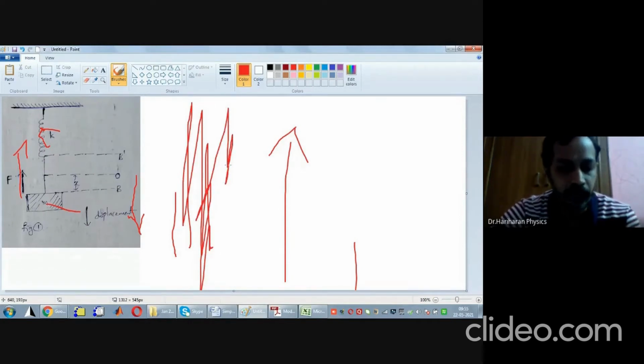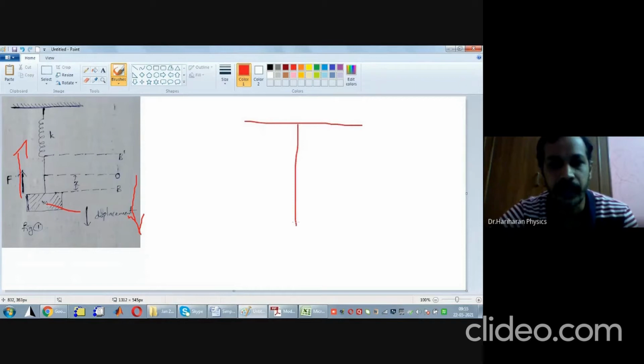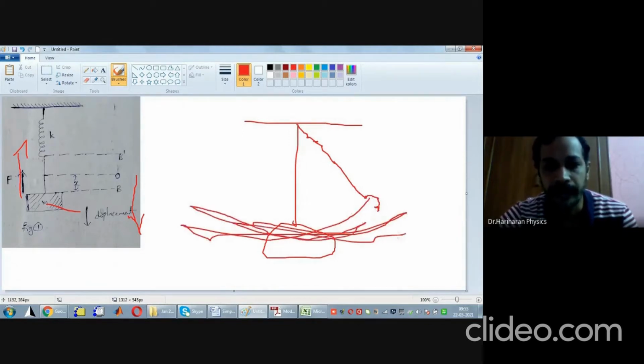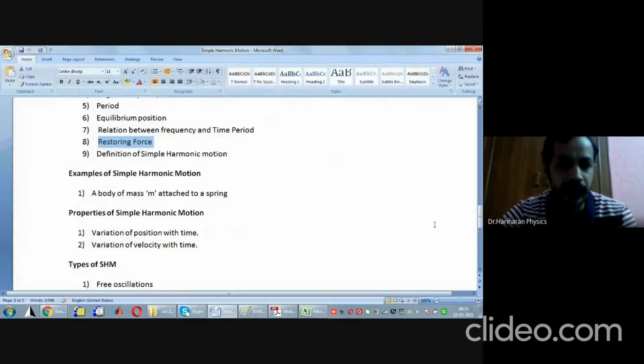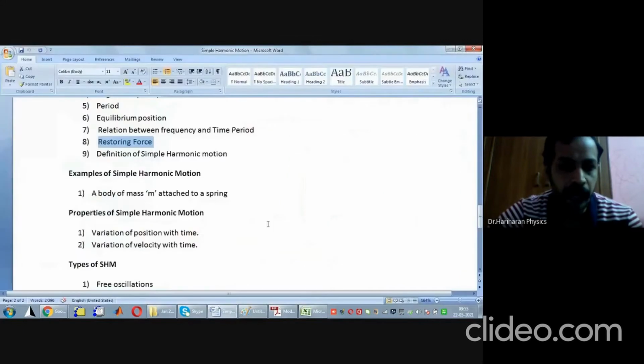The same thing holds good even for a body which is connected to a simple pendulum. So from here, if I take this object, displace it, and leave it, what happens? It moves up and down along an angle. So therefore this is done. It's because of restoring force acting on the body. Done. This is done. Next is definition of the simple harmonic motion.